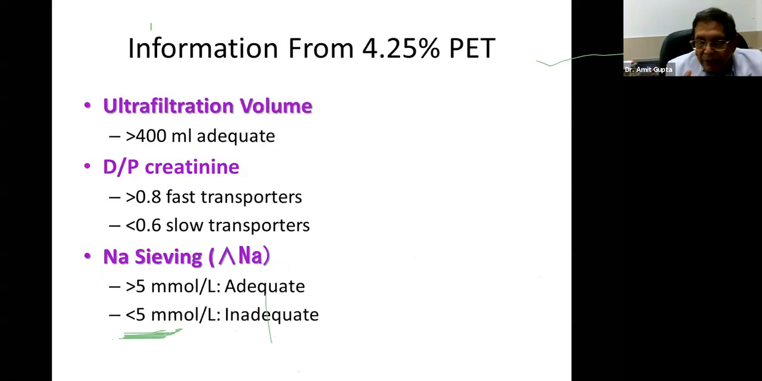And if you have an ultrafiltration volume in excess of 400 ml, this is adequate. A D/P creatinine, if it is more than 0.8, then it's considered as fast or rapid transporters. Less than 0.6 is slow transporters. And a sodium dip, which we'll talk about later, in excess of 5 millimoles per liter is adequate. Less than 5 millimoles per liter is inadequate.